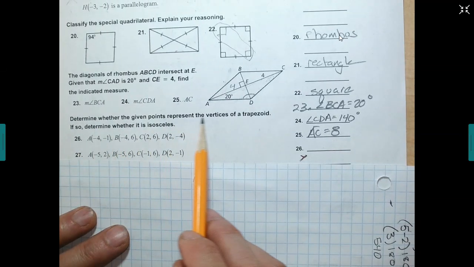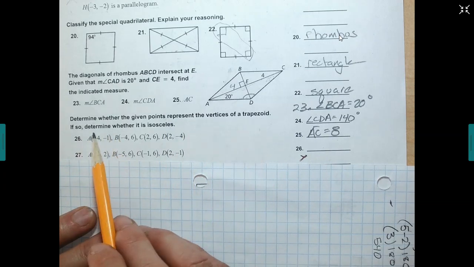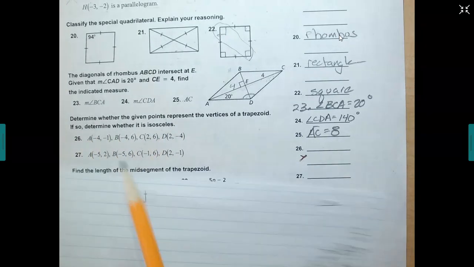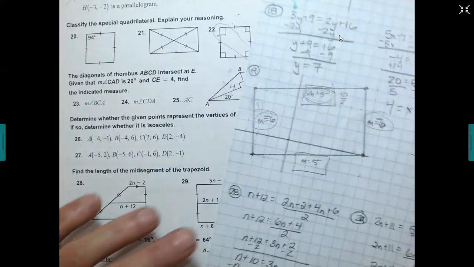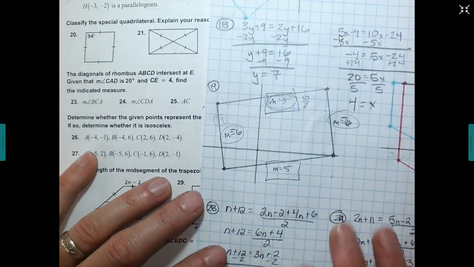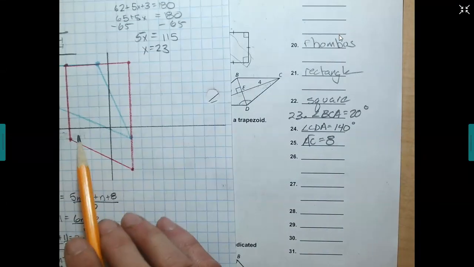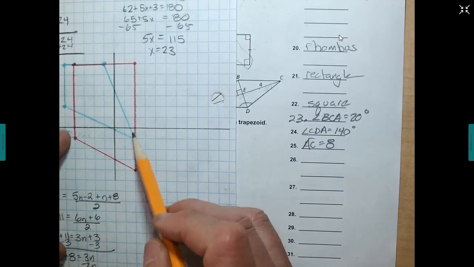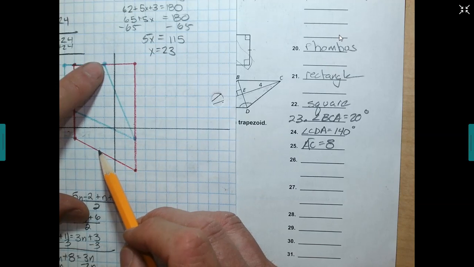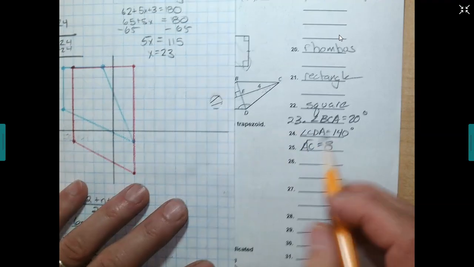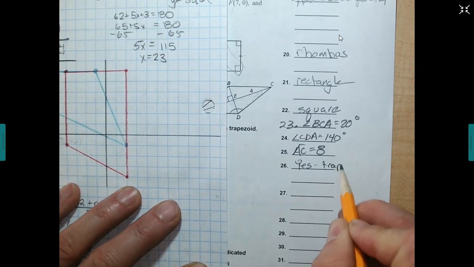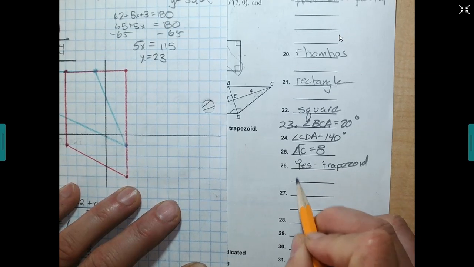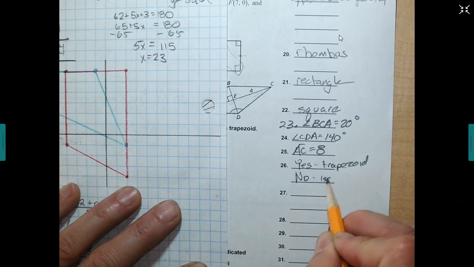Determine whether the given points represent the vertices of a trapezoid. If so, is it isosceles? So 26, -4, -1. So 26 is the red one right here. If I look at it, I have two parallel lines, but the other two lines are not. So red is, yes, a trapezoid. No, not isosceles.